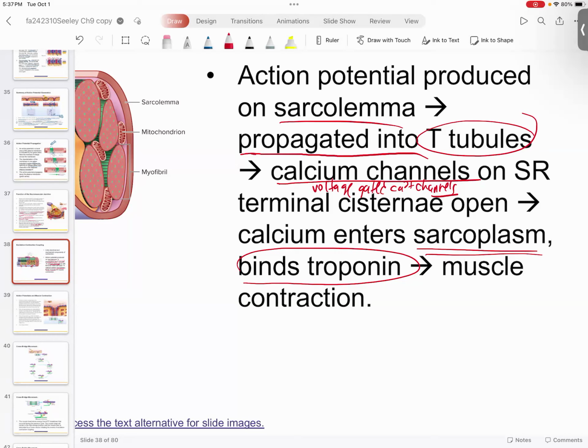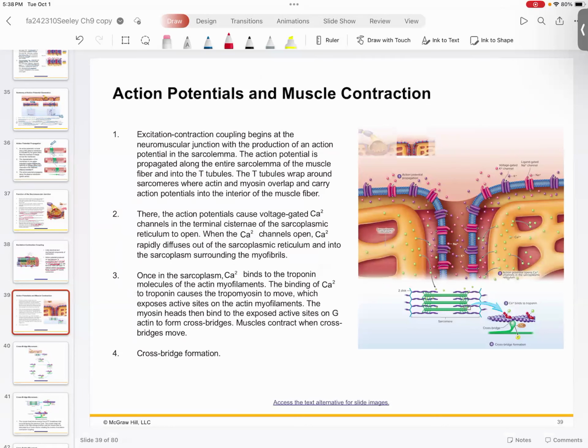Part of troponin is already bound to tropomyosin, that rope-like protein that's covering up the G-actin spots the myosin heads have to get access to in order to create cross bridges. So when calcium binds to troponin, it changes shape, and the troponin is going to basically roll over and pull the tropomyosin off of those actin binding sites, making them available for myosin head binding and cross bridge formation. And then once you get that, you're going to get muscle contraction.